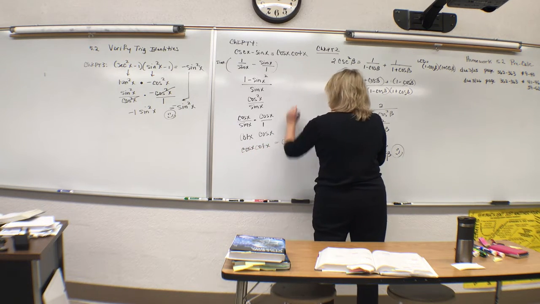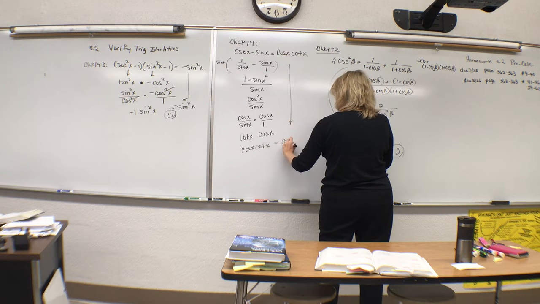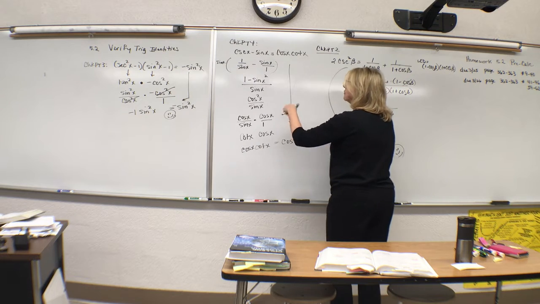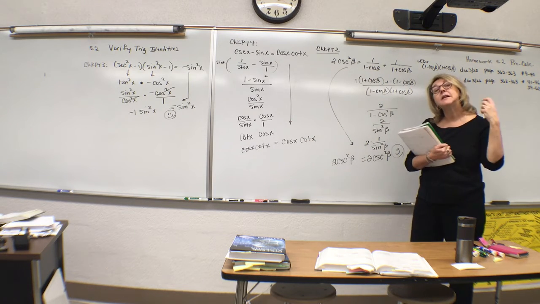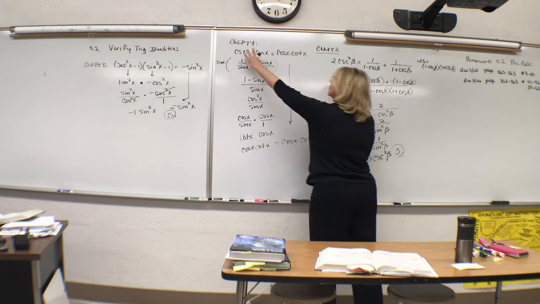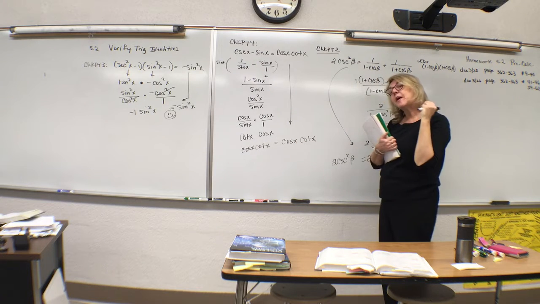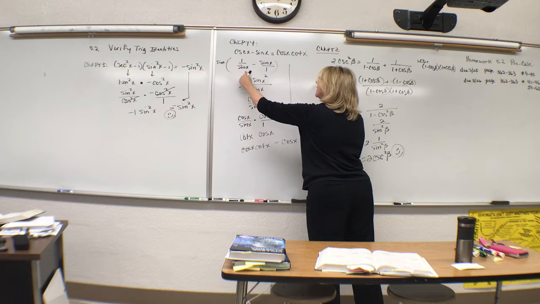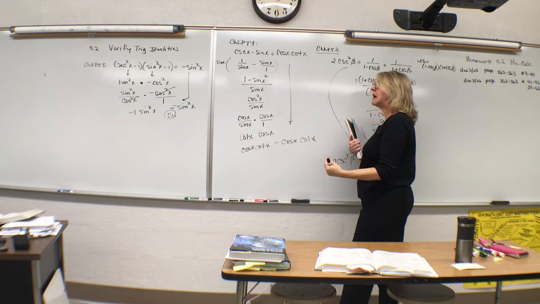So, in fact, I've made the left look like the right. I have verified the truth value of this identity. So one more time. I worked from the left first because it was a binomial. I was able to use a reciprocal identity so that I was working only in sine.